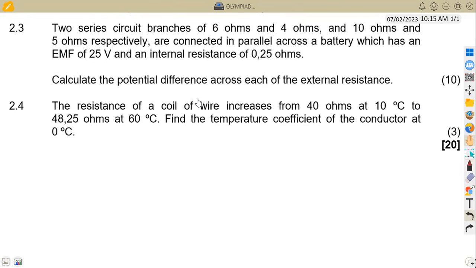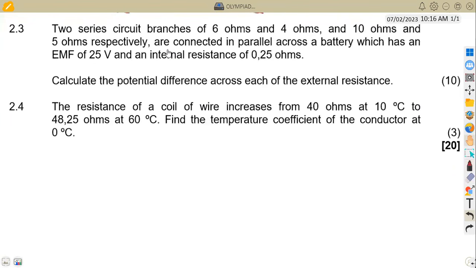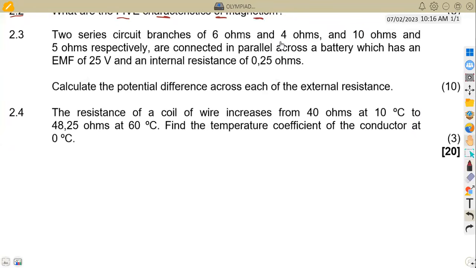All right, we are given in this case 2 series circuit branches of 6 ohms and 4 ohms. So there are 2 series circuits in this case. The first one has got 6 ohms and 4 ohms. And the other one has got 10 ohms and 5 ohms respectively. So meaning to say we have these 2 in series, and they are connected in parallel. So take note, these 2 in series and these 2 in series are connected in parallel.